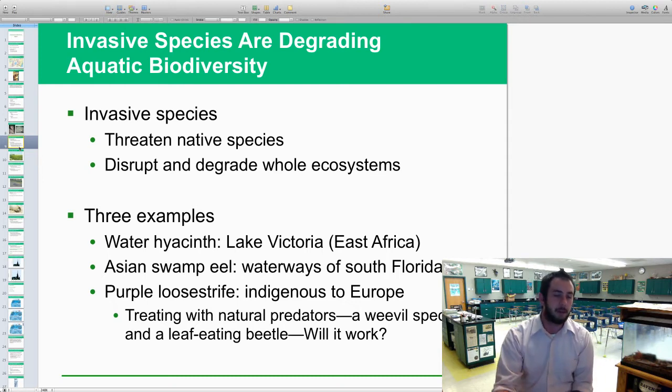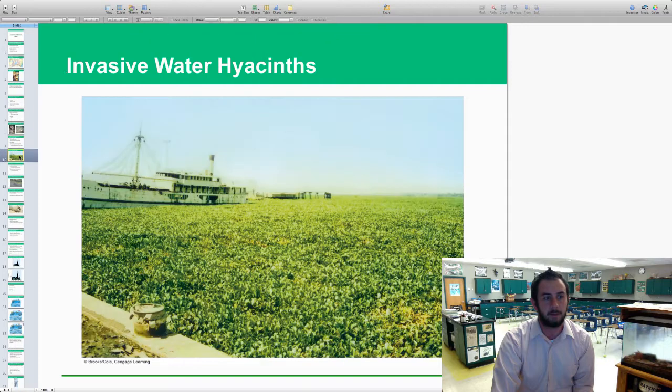But purple loosestrife, one of those very pretty species, but also very invasive. It can outcompete native cattail species in inland wetlands. This is what a water hyacinth looks like. That's a boat, by the way. I know it looks kind of crazy. That's a boat right there, and you can see all of this different habitat. It basically looks like a field of grass, but really those are aquatic emergent plants that are just floating on top of the water.